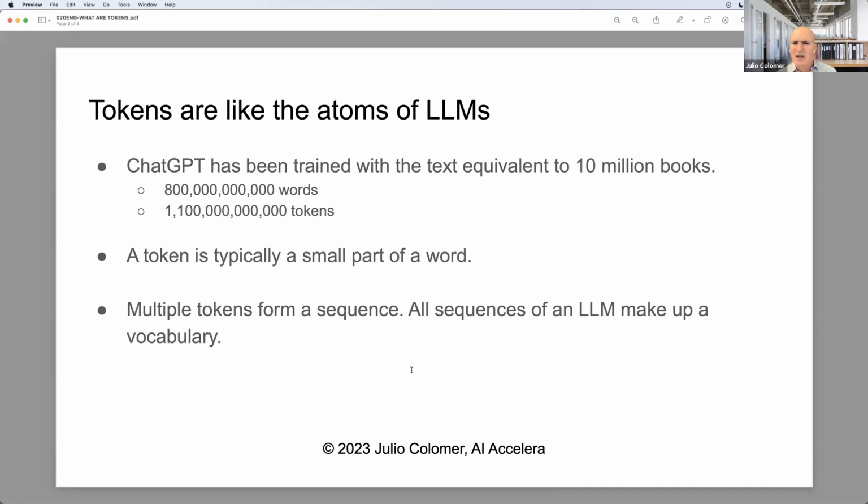Don't worry. Usually, you are not going to find vocabulary and sequences. Usually, you will find tokens as the main concept.